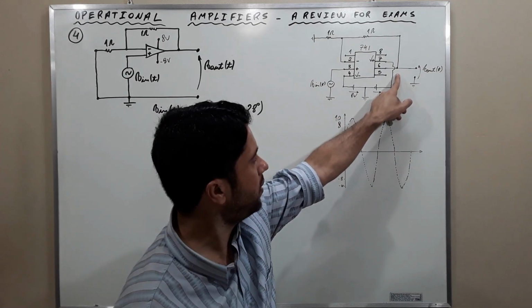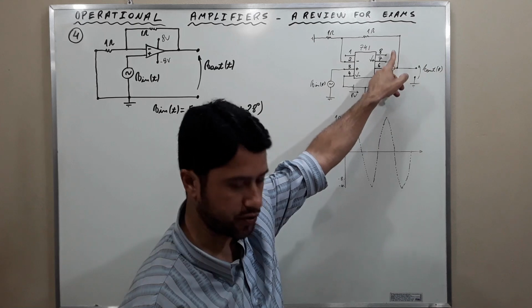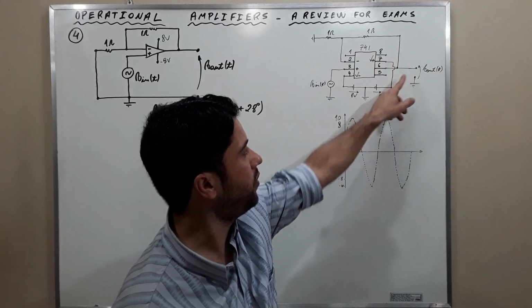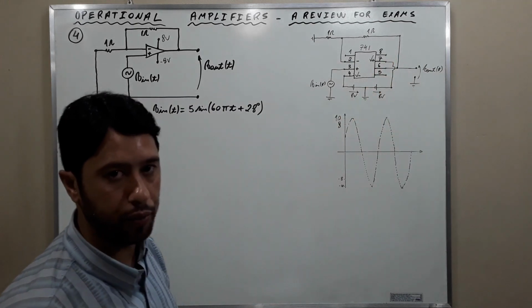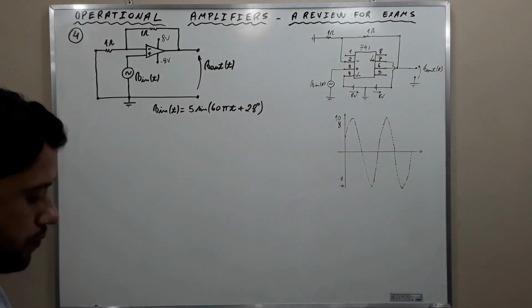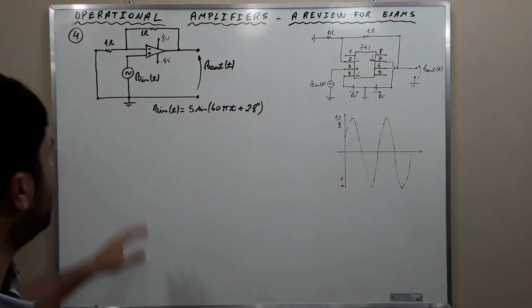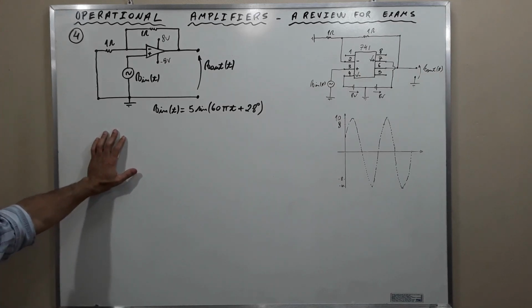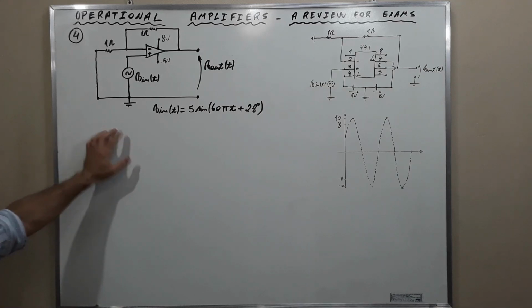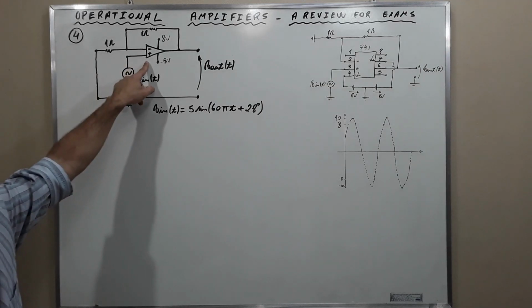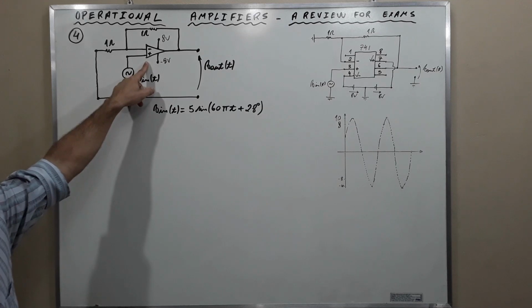Pin 7 is the positive supply. And pin 6 is the output terminal. Okay? Let's go to the solution. Observe that the amplifier is connected in the non-inverting configuration. The signal is entering through the positive terminal.